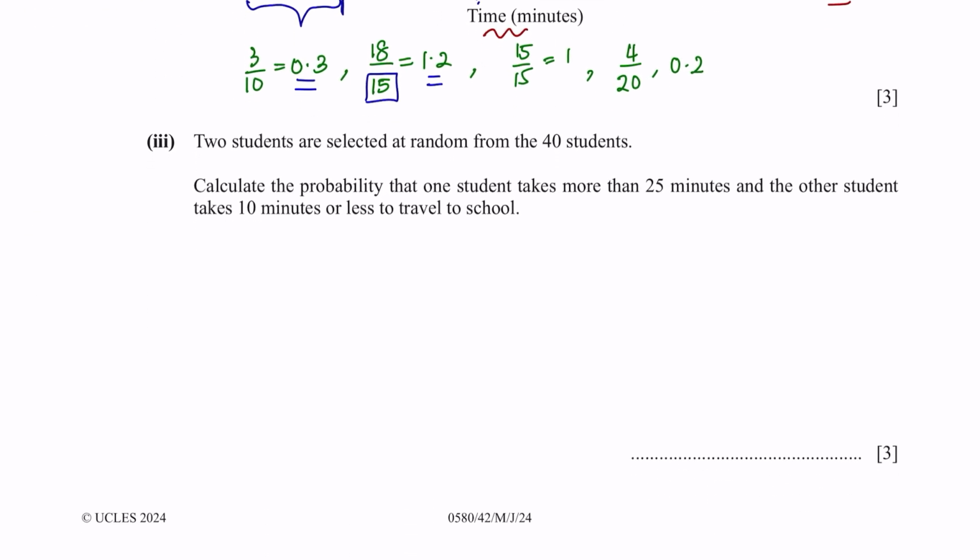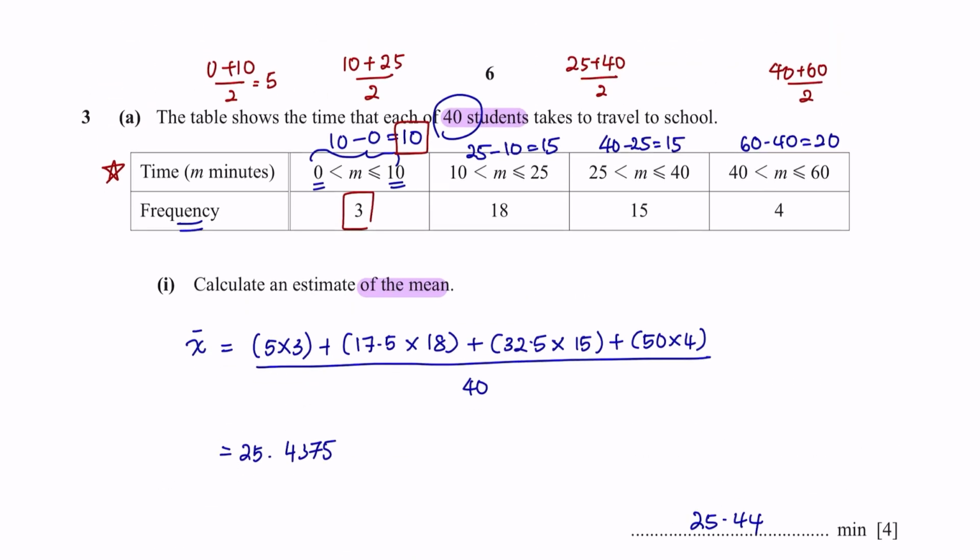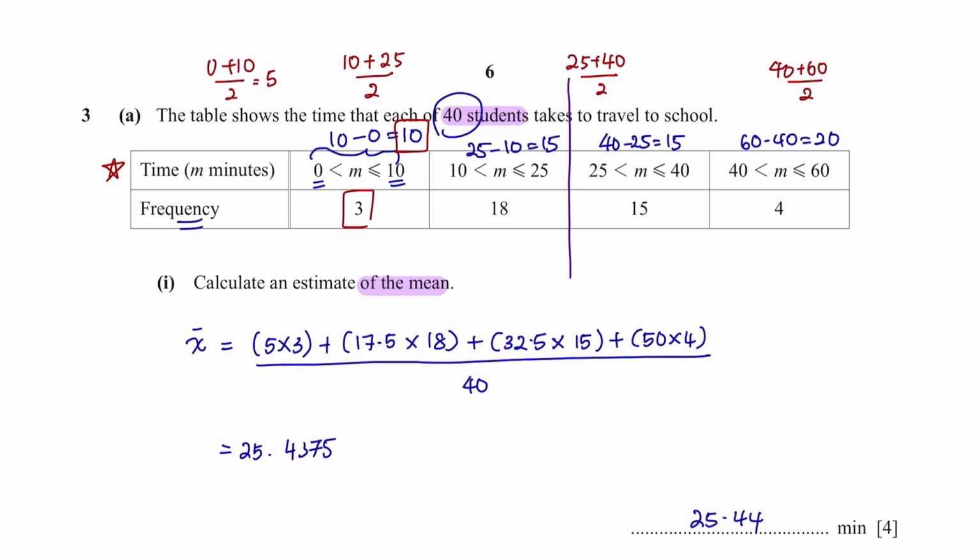Next, question part 3. 2 students are selected at random from the 40 students. Calculate the probability that one student takes more than 25 minutes and the other student takes 10 minutes or less to travel to school. So let's find the number of students which is more than 25 minutes and less than 10 minutes. The number of students more than 25 minutes, which is more than this, would be a total of 19 students. And the number of students of 10 and less minutes would be 3.